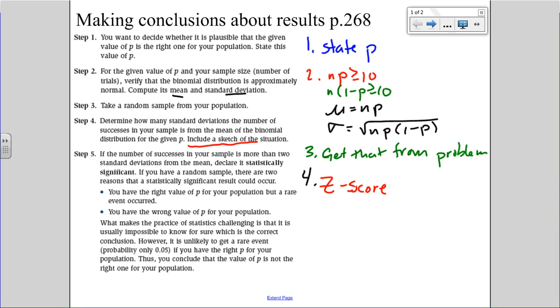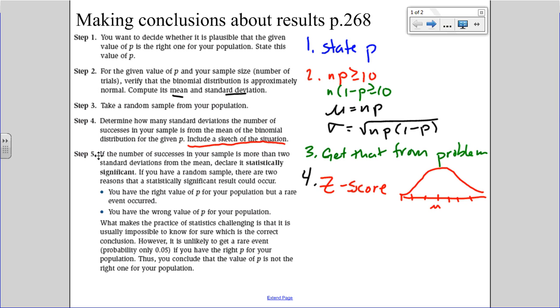What a lot of people forget about in 4 is you need to include a sketch. It's always nice to have a frame of reference to see where these values lie. So put your mean, go 3 standard deviations up, 3 standard deviations down. So if I know what my actual sample value is, I can just look there and say, oh yeah, it's close to the mean, not very rare. But if it's way outside, then I might be able to make a conclusion.